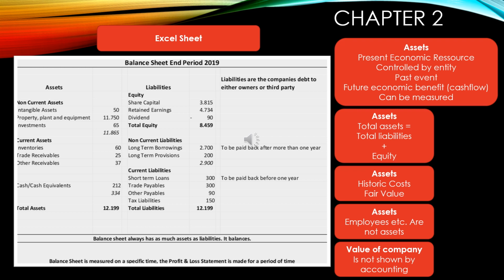Non-current and current on the liability side has the same meaning as on the assets. Non-current are longer term liabilities, meaning they should not be paid back in the next year, but after more than 1 year. Whereas current liabilities are to be paid back before the end of 1 year.